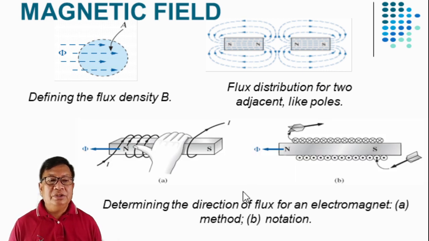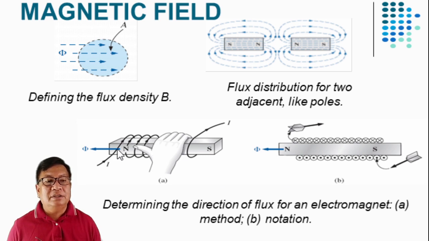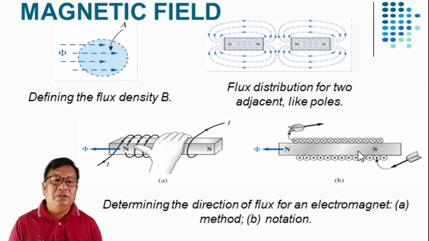Okay, so this is another illustration of determining the direction of the flux for an electromagnet. So ito po yung sabi natin kanina na right hand rule, no, right hand rule. So we have that direction of the flux. Okay, we have this direction of the current. Okay. So ito po ang illustration niya.